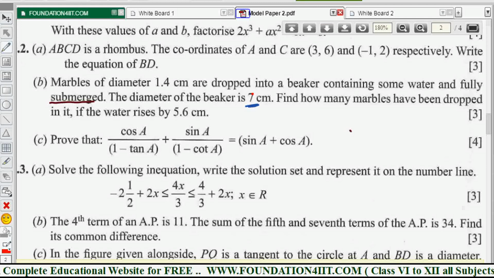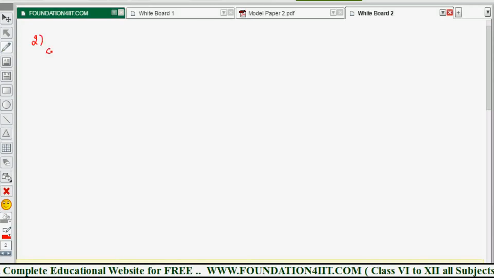And the next question is from trigonometry. Prove that cos A by 1 minus tan A plus sin A by 1 minus cot A is equal to sin A plus cos A. Let us take the LHS and prove the RHS, sin A plus cos A. In the LHS, the question is cos A by 1 minus tan A plus sin A by 1 minus cot A.